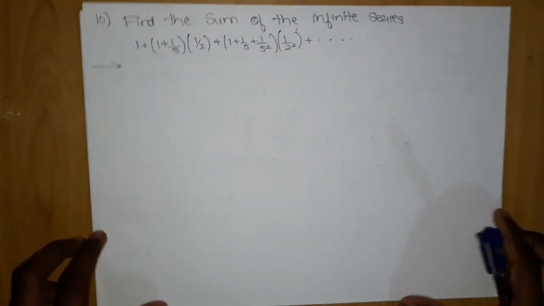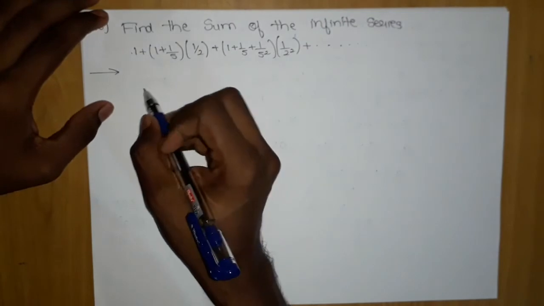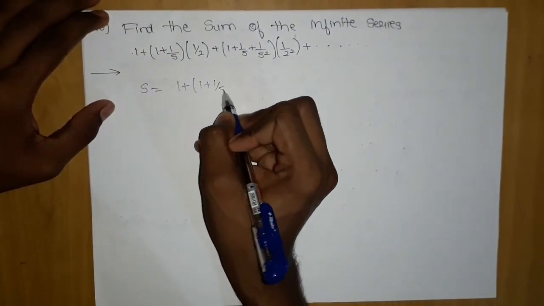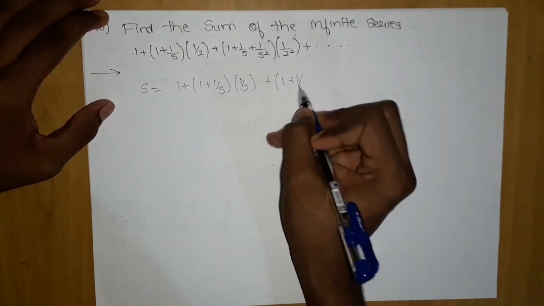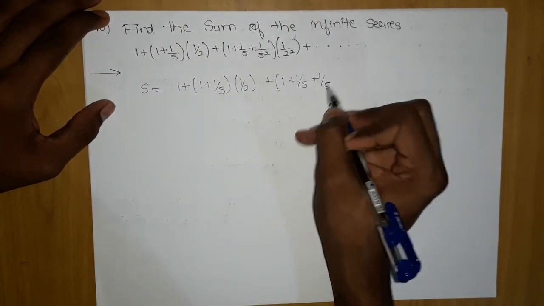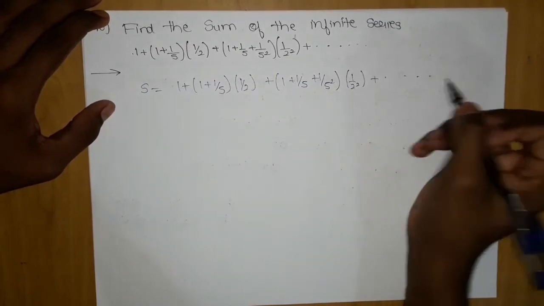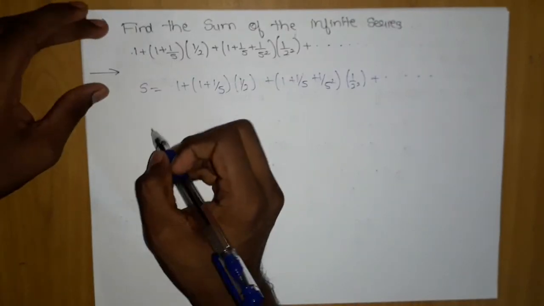Let me get the next problem. The next problem is this one, which says find the sum of the infinite series. Now if I consider it as S, 1 plus 1 by 5 into 1 by 2, plus 1 by 5 squared into 1 by 2 squared, till infinity. Now what you can observe is very crucial.